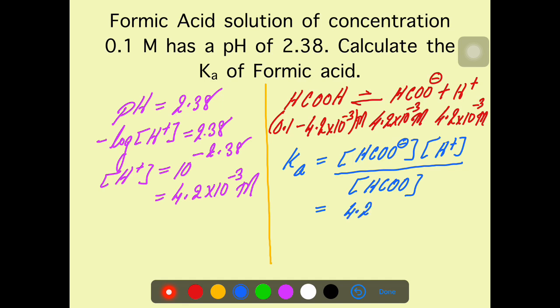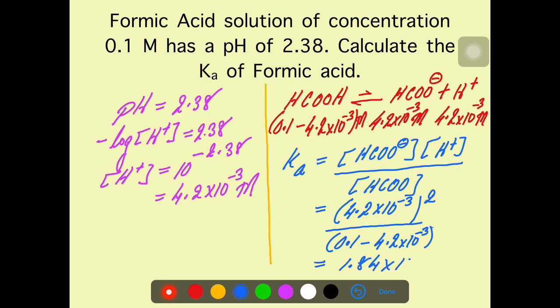The concentration of HCO minus ion, the formate ion, and the concentration of H plus ions is the same, and therefore we can square it up in the numerator, and in the denominator we have 0.1 minus 4.2 into 10 raised to minus 3. This works out to be 1.84 into 10 raised to minus 4. So the acid dissociation constant of formic acid is 1.84 into 10 raised to minus 4.